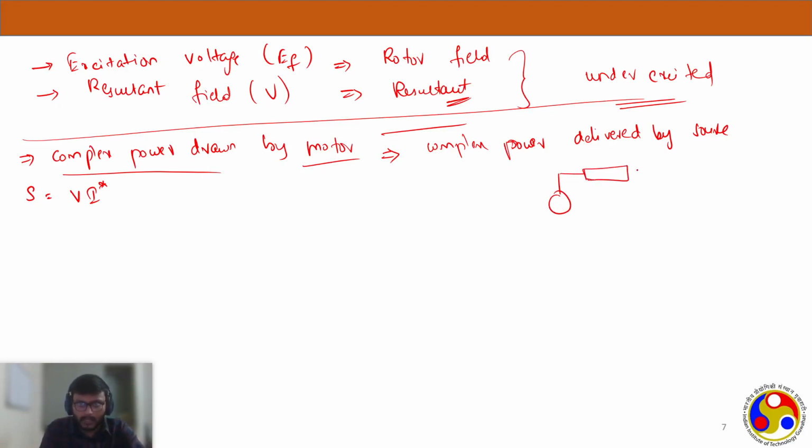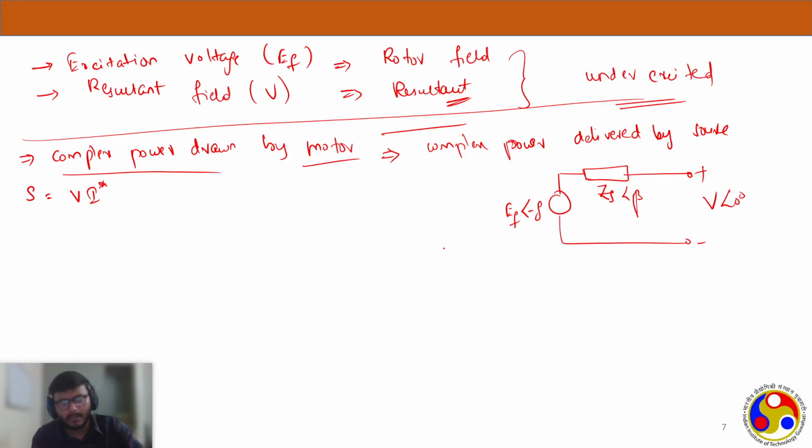So this is the impedance, and here it is the voltage V, and this is EF at an angle of minus delta, and V at an angle of 0, and this is the Zs at an angle of beta. This beta is nothing but the power factor angle theta or beta, we can follow any notation. So V, IA star, it is drawing IA current from the supply. My motor is drawing from it.